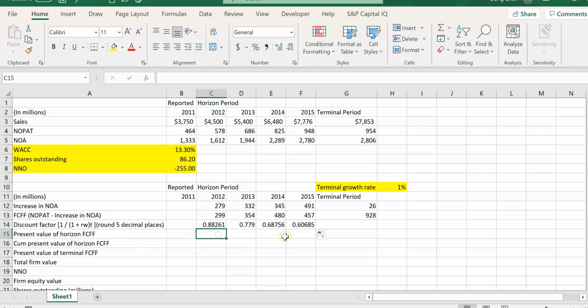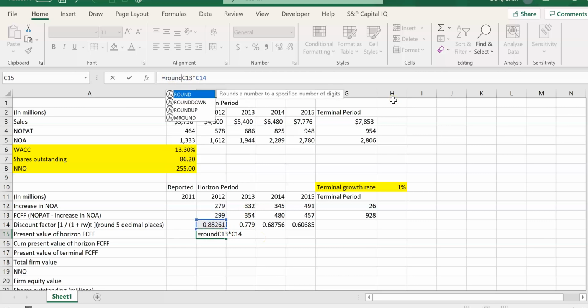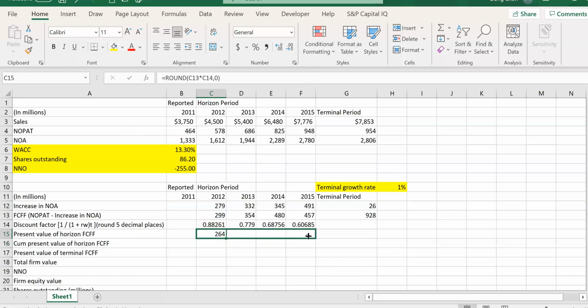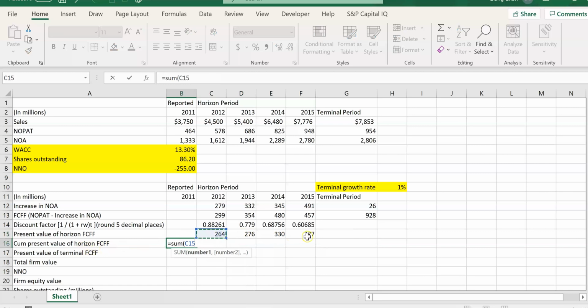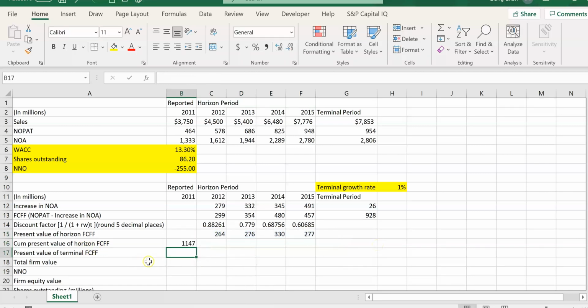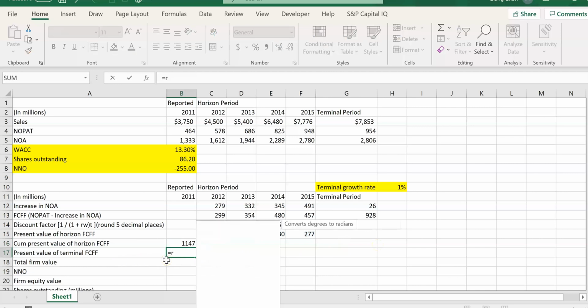The present value of the horizon FCFF is simply the FCFF multiplied by the corresponding discount factor. And then don't forget, we need to round this to the nearest whole number, so keep 0 decimal places and then drag the cell to the other years to get the corresponding present value of the horizon FCFF. The cumulative present value of the horizon FCFF is simply the sum of all these individual present values. And for the present value of the terminal FCFF, again, this needs to be put inside the round function. The reason is that the setup asks us to use the rounded answers for subsequent calculations, so that's why we need to use the round function in the intermediate steps.